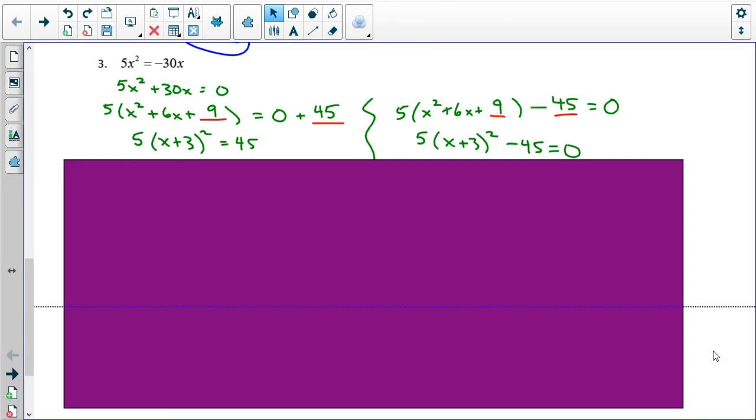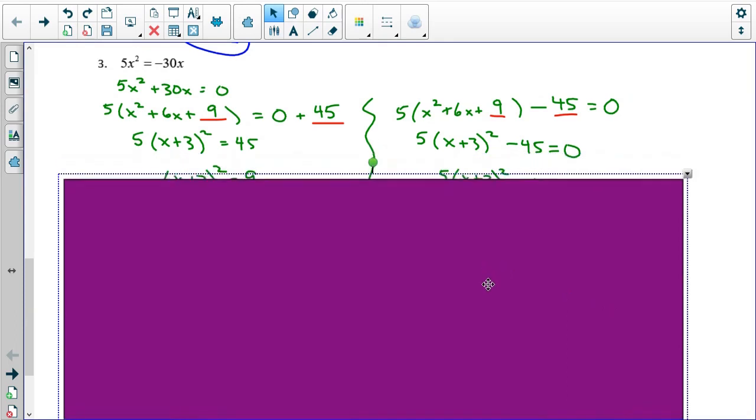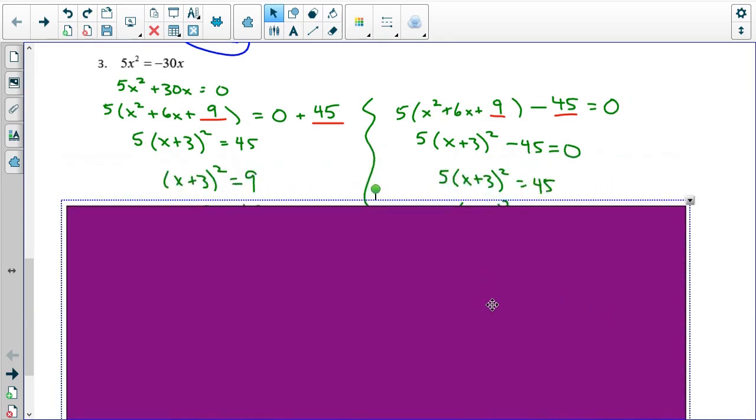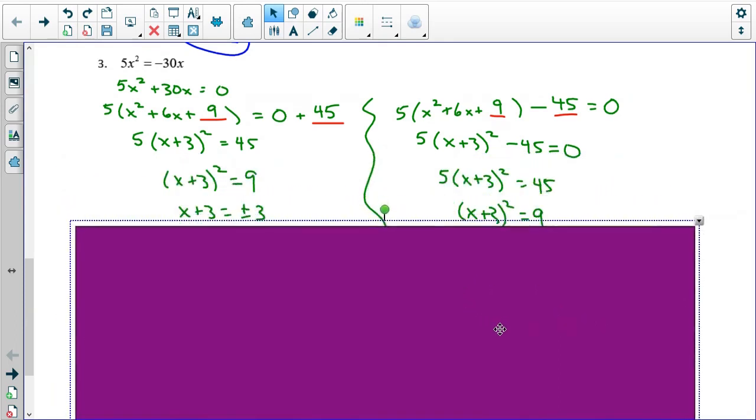The reason why it's 45, once again, is that it's not really that I'm adding 9, I'm adding 9 times 5 to the equation. So I'm adding 9 times 5, which means that I either add 45 to the other side or subtract 45 from the same side. And then I just solve this. I get the 45 over. I divide both sides by 5.